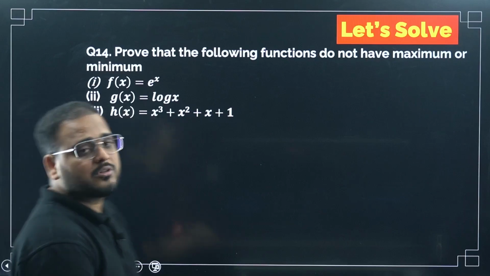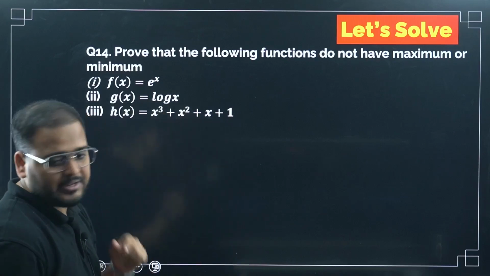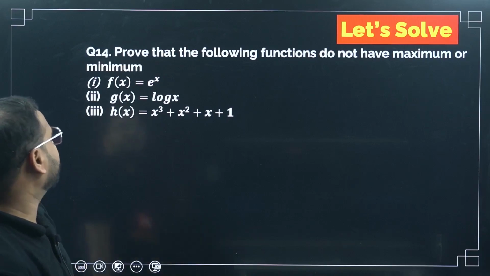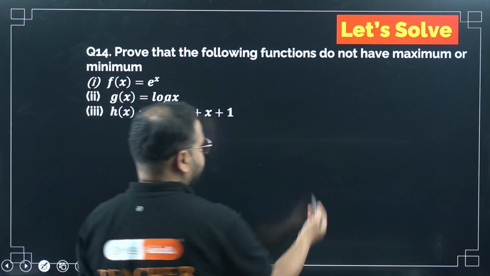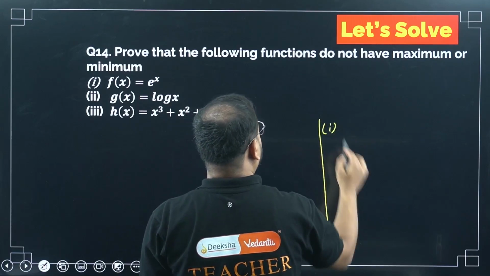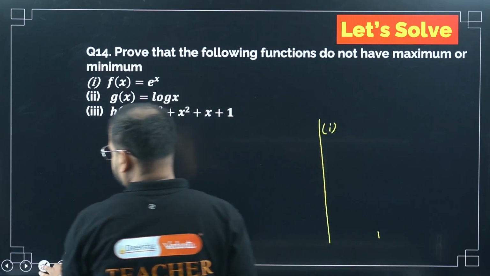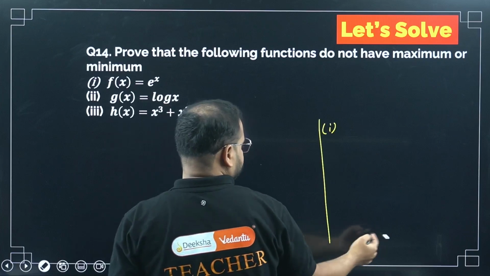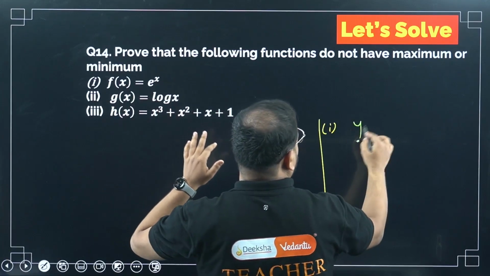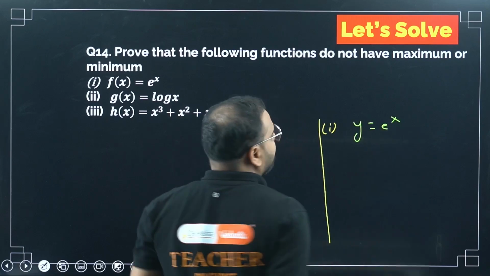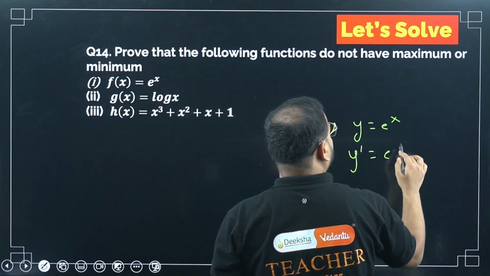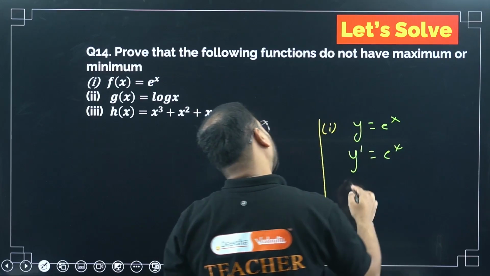Now moving on to the problem. Question number 14: prove that the following functions do not have maxima or minimum value. Let's do it. First one is y equals e^x. To find maximum and minimum, what do we do? We find y dash; e power x will remain as it is. We also find y double dash.